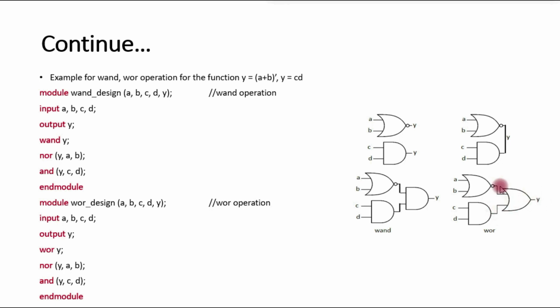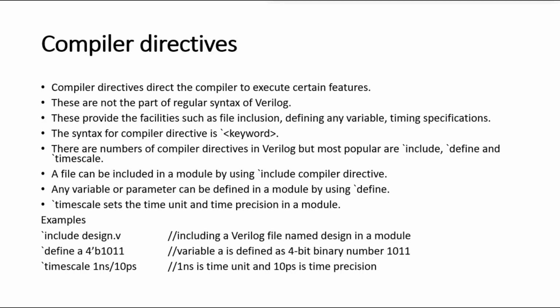Compiler directives. Whenever a designer requires to execute certain features, compiler directives are used for those features. Compiler directives are not part of the regular program. Special facilities will be added in the program for a special purpose. The syntax for compiler directives is backtick followed by a keyword. Verilog allows a number of compiler directives for special purposes. Commonly used compiler directives are include, define, and timescale.